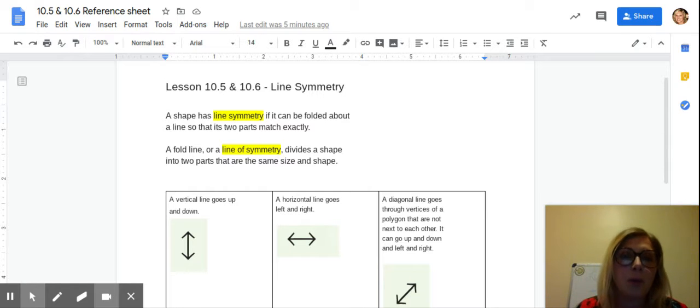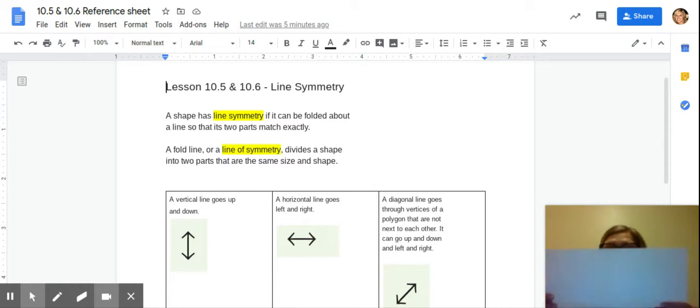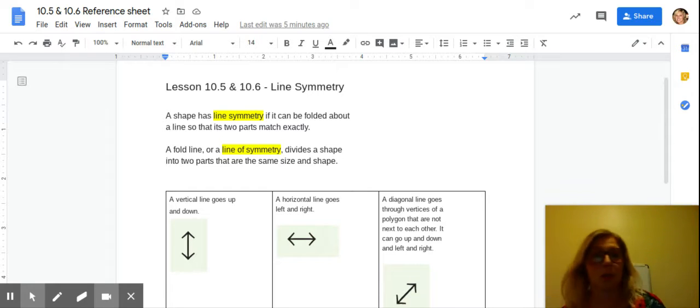Okay, a fold line or a line of symmetry divides the shape into two parts that are the same size and the same shape. It could be more than one or two, but if you look at this, I divided it into 1, 2, 3, 4 parts, and each box is the same size and the same shape.